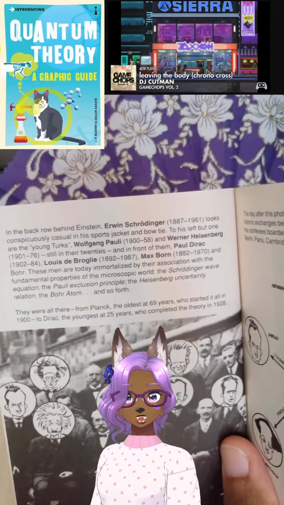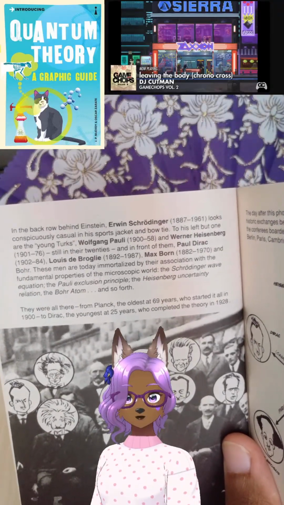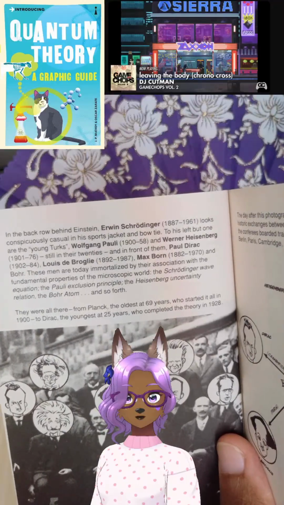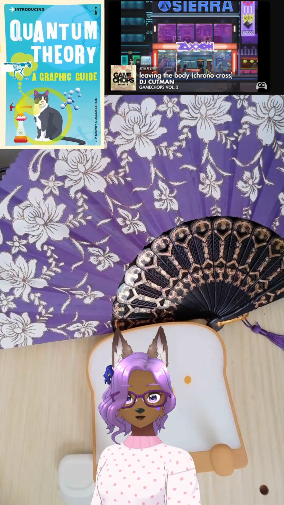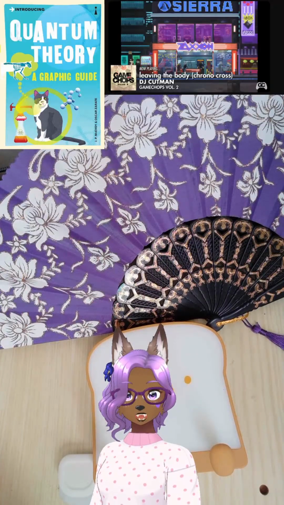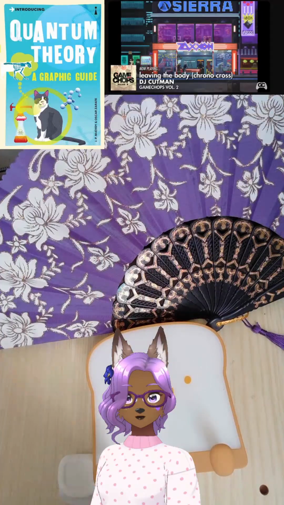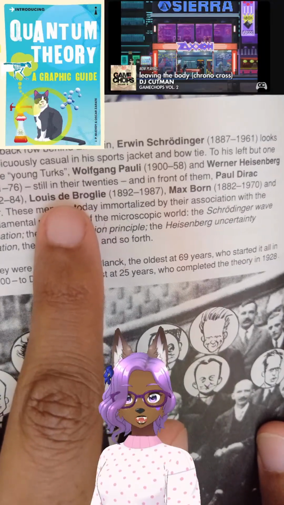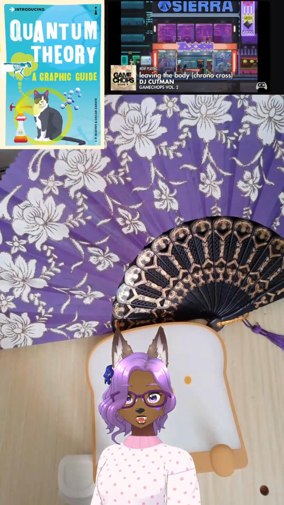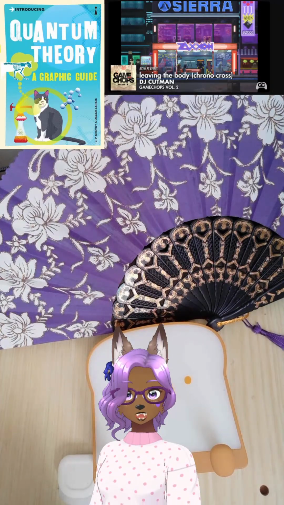And then we've got to his left the Young Turks, Wolfgang Pauli and Werner Heisenberg. I'm gonna skip their birth and death dates. Still in their 20s, and in front of them, Paul Dirac, Louis de Broglie. Max Born and Bohr. These men are today immortalized by their association with the fundamental properties of the microscopic world.